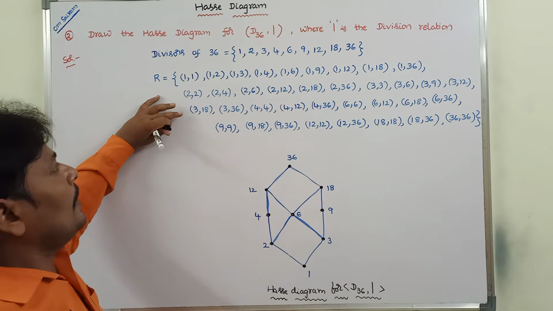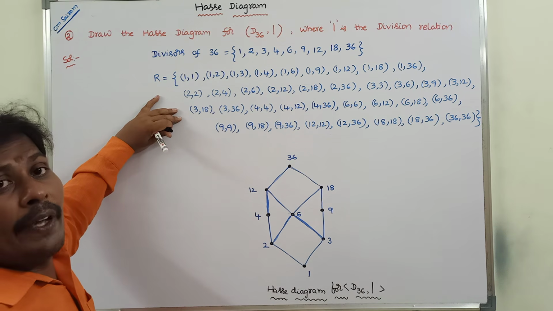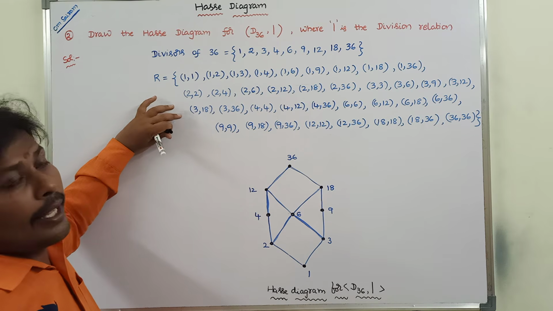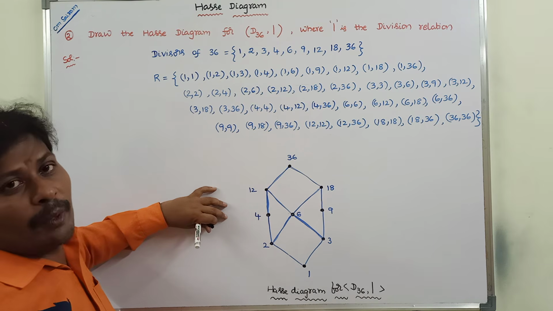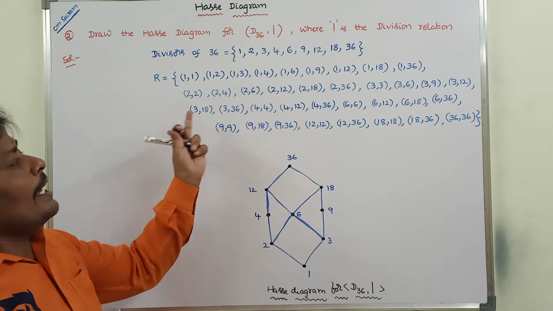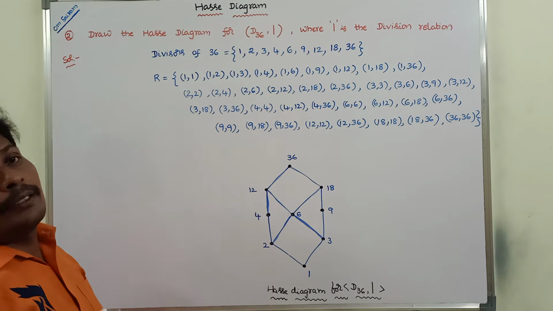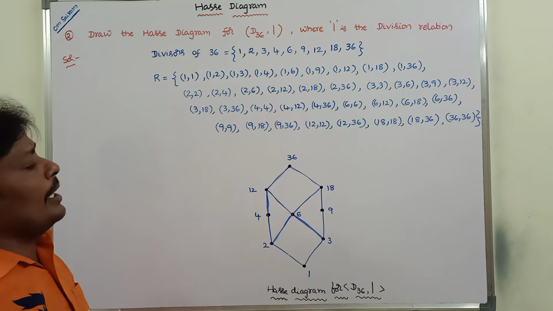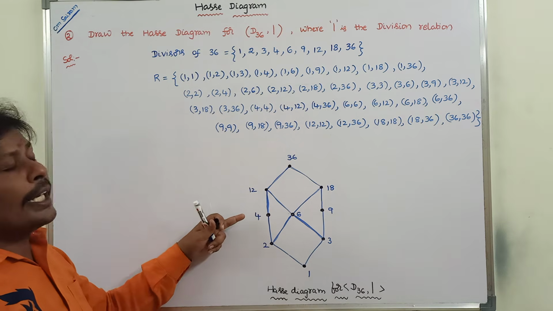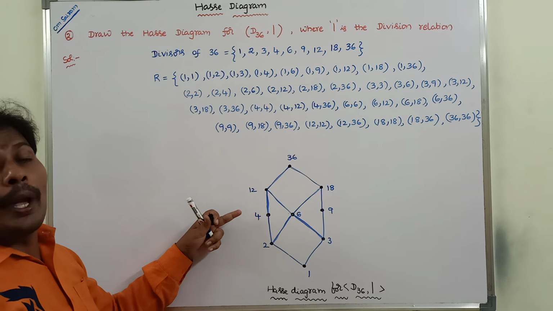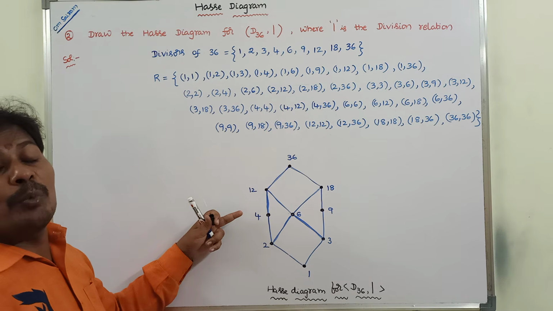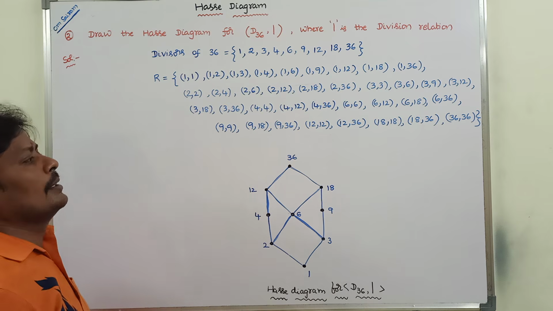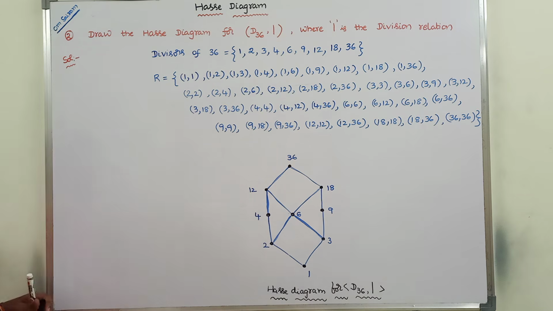Whatever the ordered pairs in the given relation, all the ordered pairs are satisfied in the Hasse diagram. If we take any ordered pair, what is the relation between them? Divisor relation. So the divisor relation between two elements in the Hasse diagram can be represented using edges. So this is the Hasse diagram.